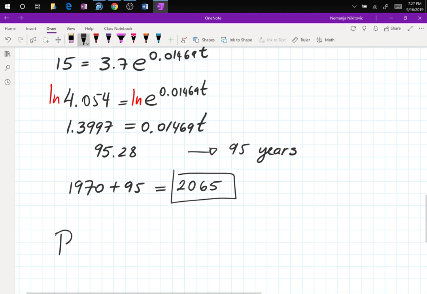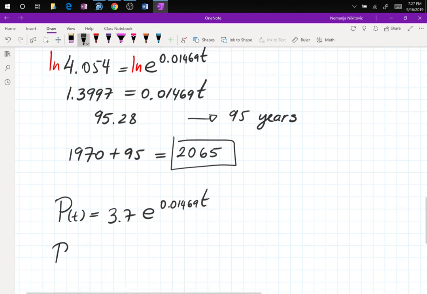So if you have your population problem, P of t, to be 3.7 e to the 0.01469 t, you find the derivative p prime of t. Well, that's going to be, right, your exponential model. We did that. That's the a. Remember the e to the ax? The a, which is the decimal, drops in front and multiplies into 3.7.